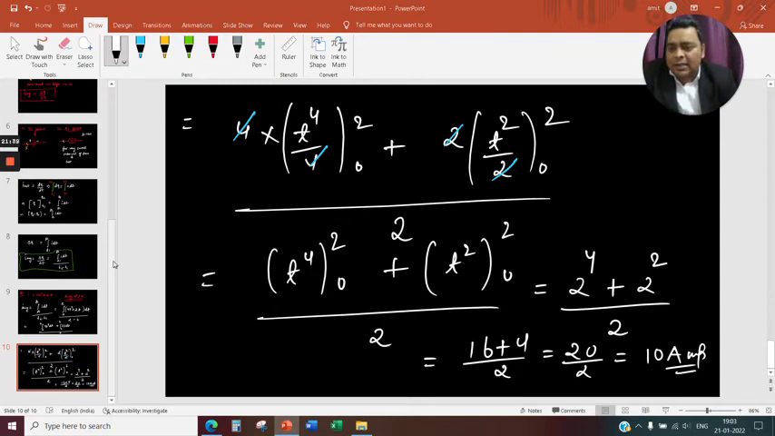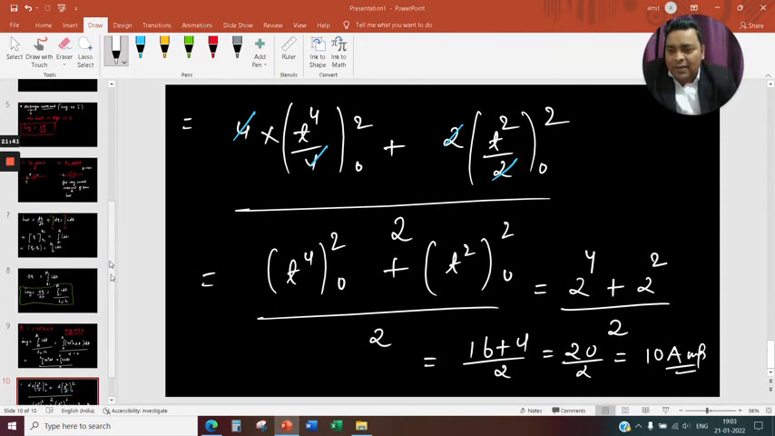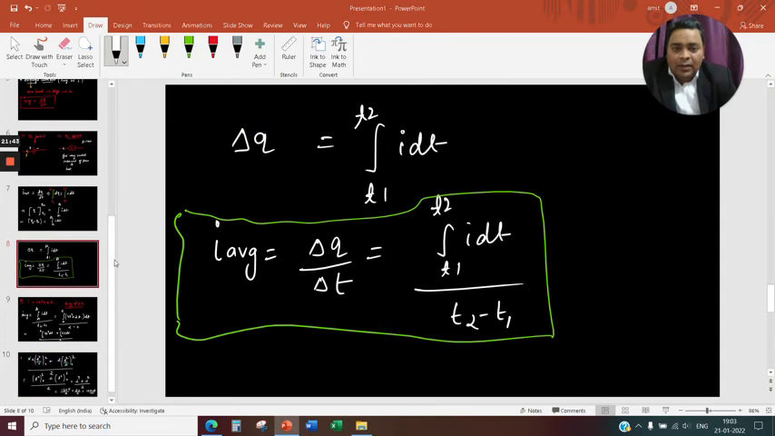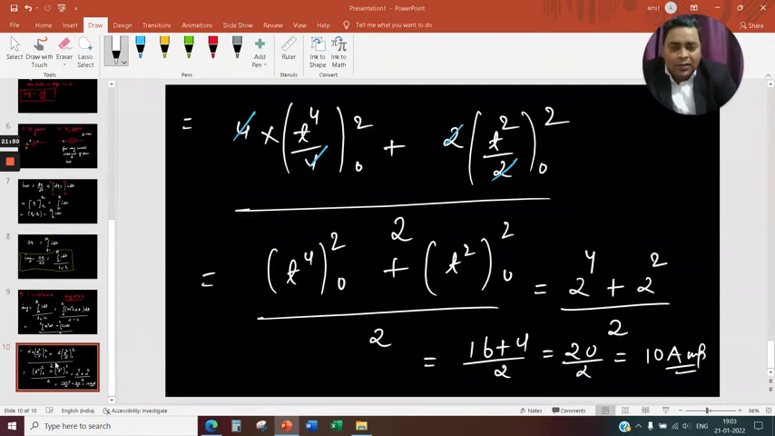So in this manner we have to calculate the average value by using the formula: integration from t1 to t2 of I dt divided by t2 minus t1. Now let me go with the next concept here.